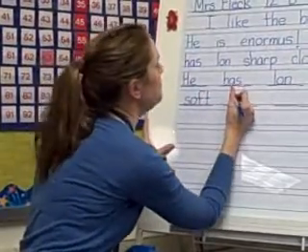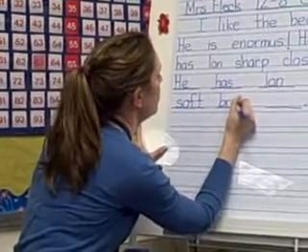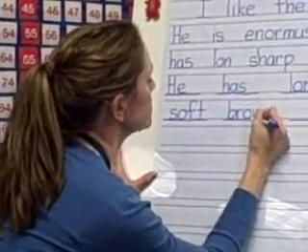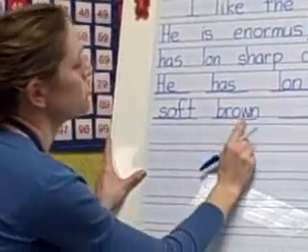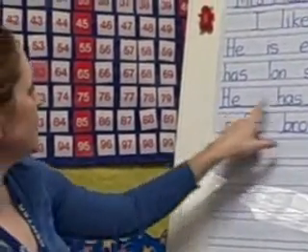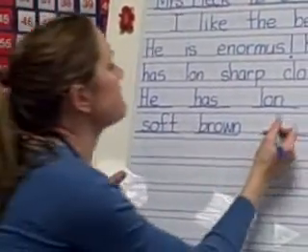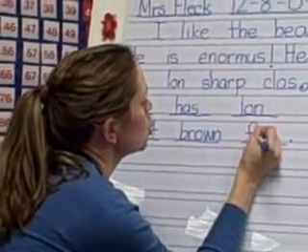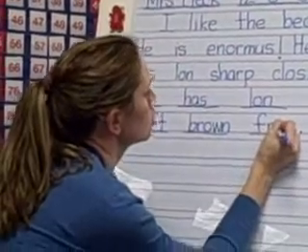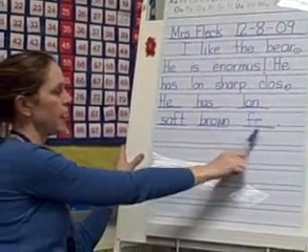So I've got a B, and oh yeah, there's that O-W, ow, ow, ow, I remember it says that. Go back and reread. He has long, soft, brown fur. He has long, soft, brown fur.